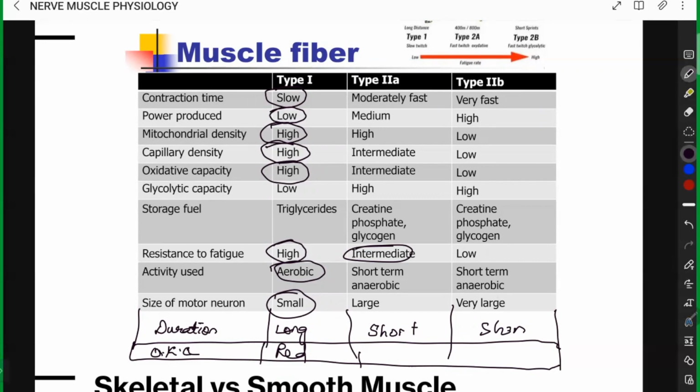Very little myoglobin is produced, and there is increased space for storage of glycogen, so they can store glycogen as fuel. This is otherwise called white fibers. This is what you need to understand. Again, type 2 fibers are of two types, 2A and 2B, which I have mentioned here. You can read if you want, otherwise it is not needed.